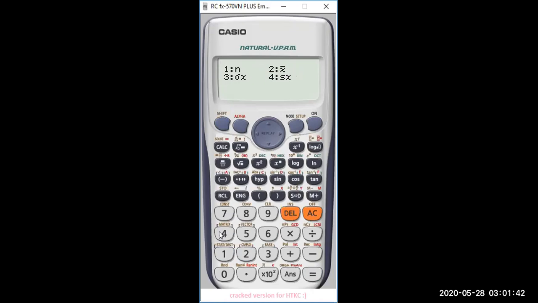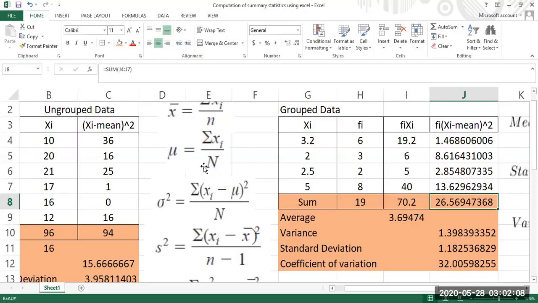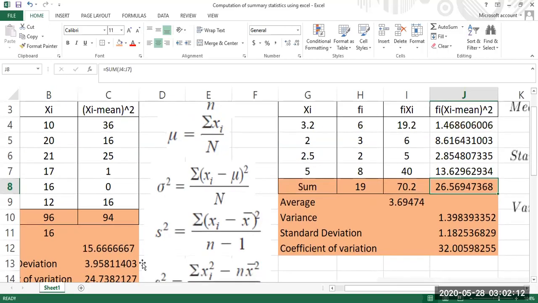So just go to 2, and then you will see the mean. You can see 16 was the mean in our first scenario. Okay, and then you can check the standard deviation. So go to 4 again, and then this time press 3, press equal, 3.95. So these are your results. You can easily see that in the findings here as well. Okay, so 16 was the mean, and the standard deviation was 3.95.